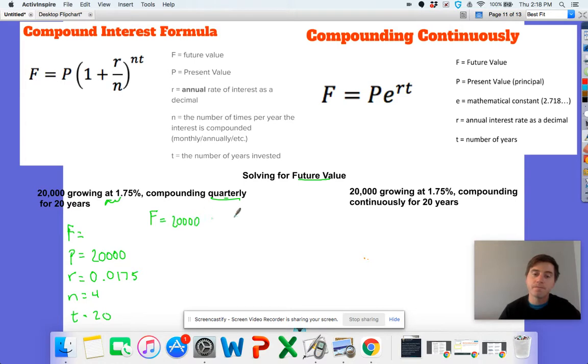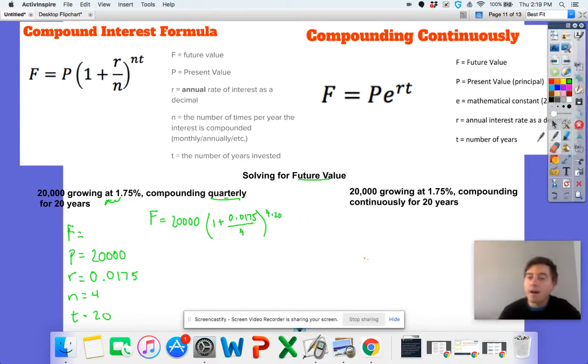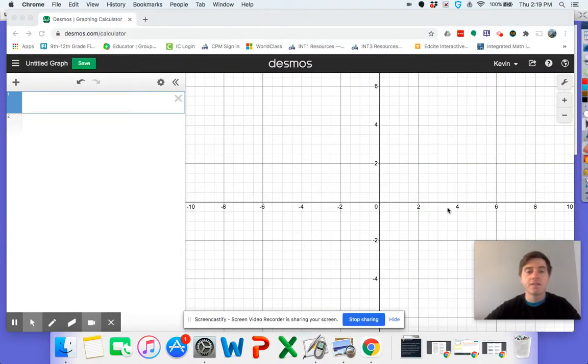20,000 times 1 plus the rate, 0.0175, divided by n, which is 4, to the 4 times 20. Okay, and then we'll just toss that into a calculator.